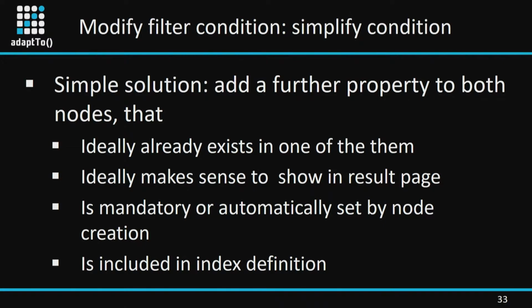Add a further property to nodes of both types, CQ page content and download nodes. Ideally, there is already an existing property that you can use. Ideally, it makes sense to even show that property in the search result. Obviously, this property has to be mandatory or should be automatically set at node creation time, and it has to be included in your index definition.